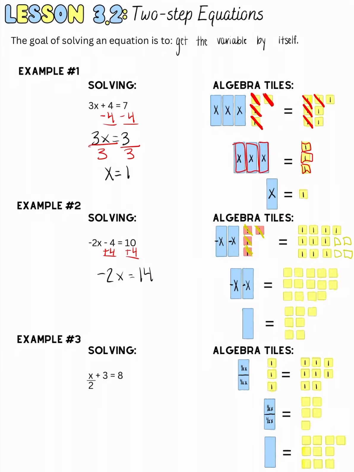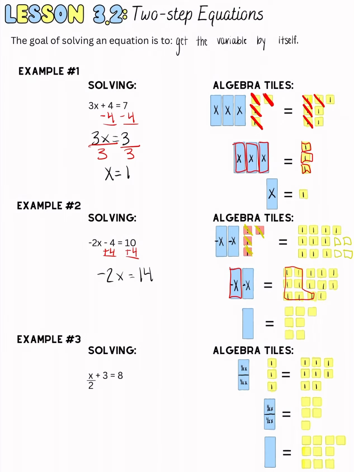Okay, and so I have negative 2x right where I'm at equals 14. I have 14 boxes, so if you add up all the ones, those are 14. Okay, so now I'm looking, I have two negative x's, so I have to group them. So 1x is 7 of these boxes.